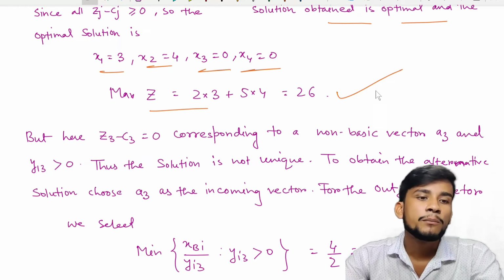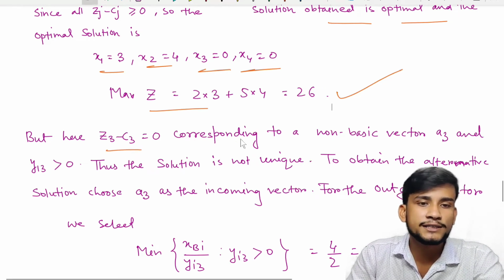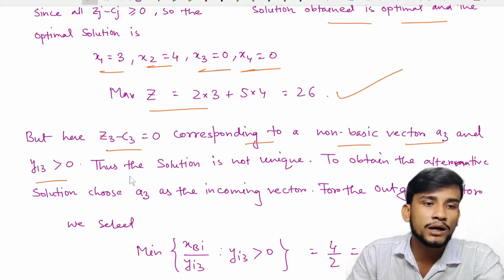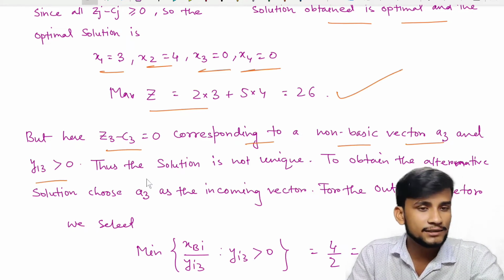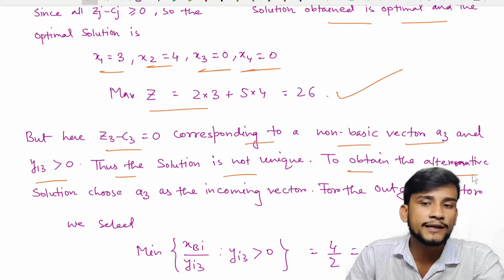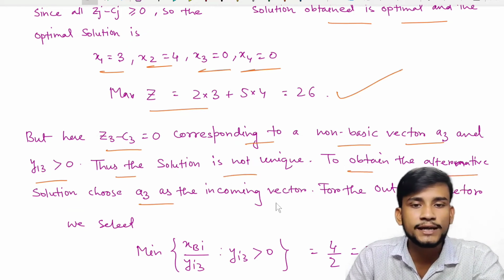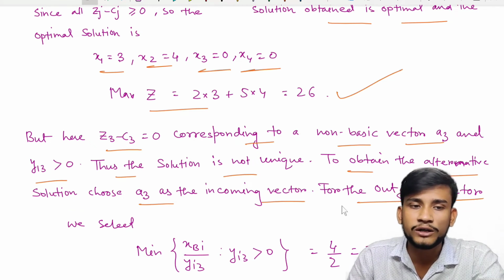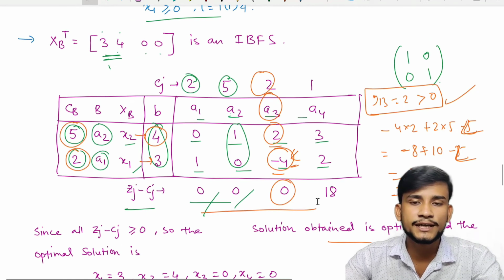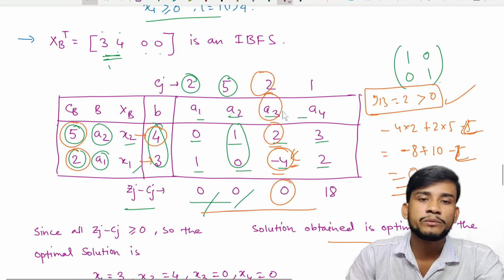But we have z3 minus c3 equal to 0 corresponding to a non-basic vector a3, and y13 is greater than 0. I already said this. So the solution is not unique. To obtain the alternative solution, choose a3 as the incoming vector. For the outgoing vector we select, this is the incoming vector. What incoming vector? a3.